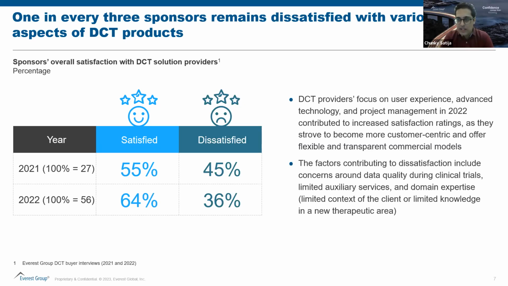I think these are areas which sponsors expect from their DCT providers. And last is domain expertise, so understanding of the client context, understanding of the therapy area. So I think these are also things that sponsors expect from their DCT providers. So again, these are things that we have observed.